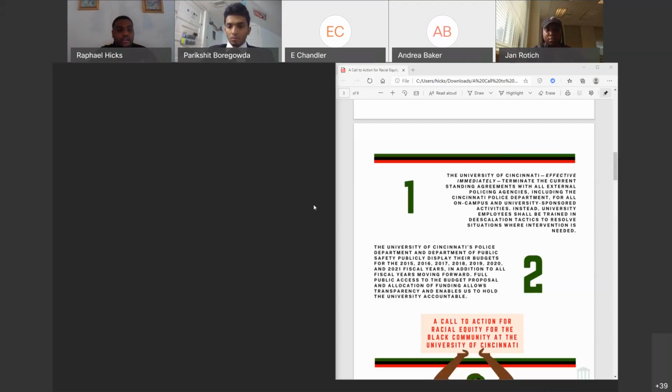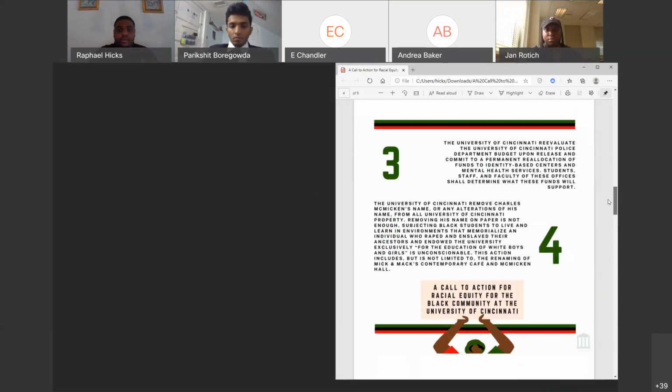For demand number three, it is regarding reevaluating the department budget upon release, as stated in demand number two, and then reallocating these funds to identity-based centers, mental health services, and some other initiatives, and allowing the faculty of these different offices and departments to determine what can be used for that. It goes without saying that we currently do underfund a lot of our identity-based centers and mental health resources. These additional funds will definitely help in the initiatives that they've been working on and creating some more of those opportunities that they've been wanting to generate for years to come, and helping us make a more community where marginalized students feel like they belong.